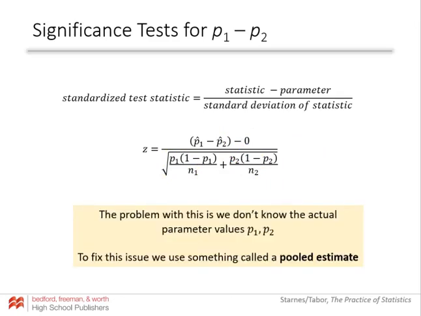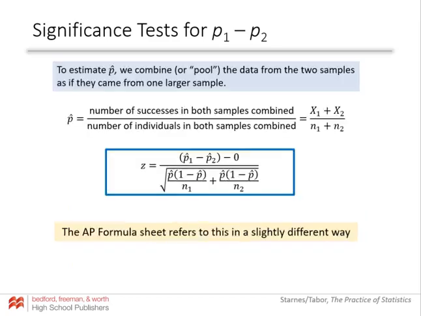And so the way we're going to deal with that issue is we're going to do something called a pooled estimate, which is basically we're going to put our two samples together and act like they came from one big sample. So we're going to add the number of successes from both of our samples, and then we're going to add the two sample sizes together, and that proportion is going to be the p̂ that we're going to use in this formula in the standard deviation part.